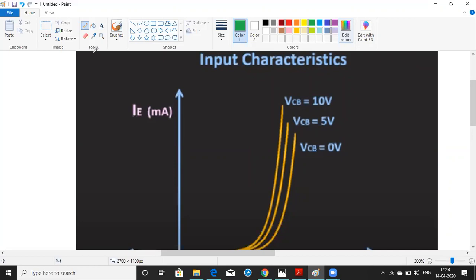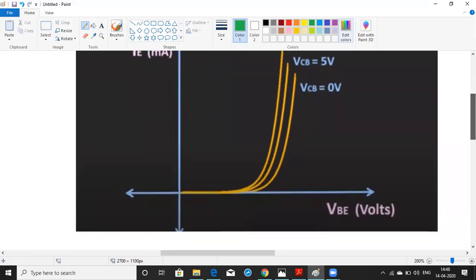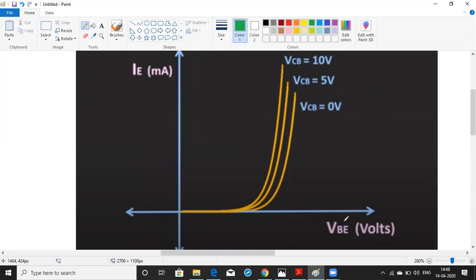Okay, sorry. So now input characteristics, which I have already told, we are going to draw the input characteristics between the input voltage, that is base emitter voltage, and also the input current, emitter current, right? So if you see, this is actually the same characteristics just like a PN junction diode. If you observe clearly, these are the same characteristics just like a PN junction diode for a forward bias condition.